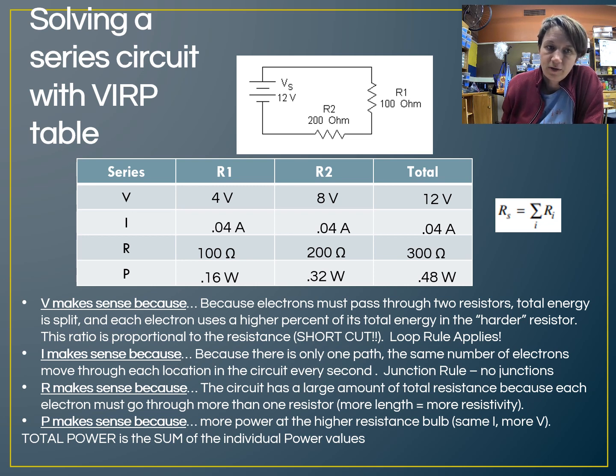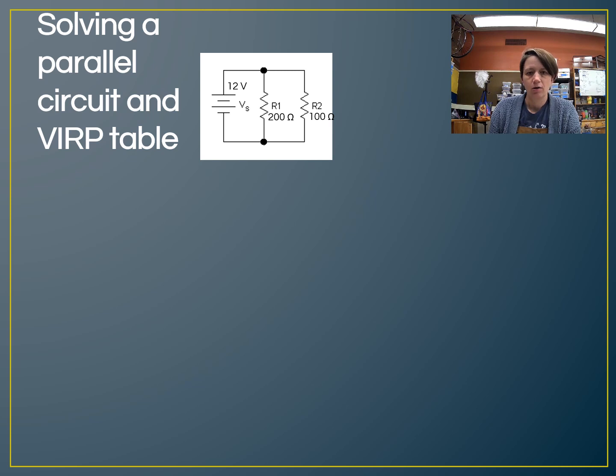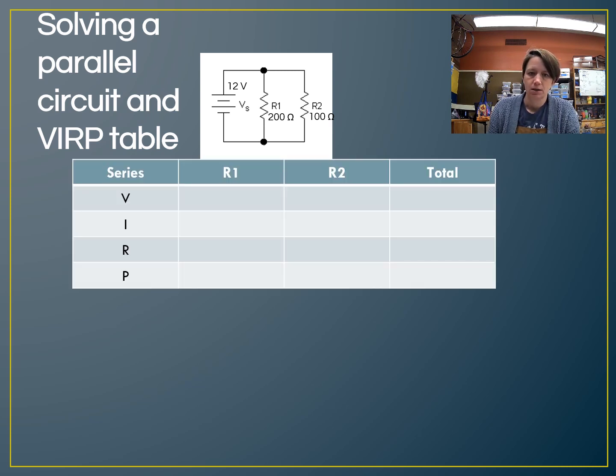Okay, so there you go, very fast solving a series circuit with a VIRP table. So how about solving a parallel circuit using a VIRP table? Set it up the same way you did before, and in fact, when you put your known values in, it actually looks exactly the same as the series circuit one that we did on the last slide. But that's where the similarities end, right? This is where you need to actually understand the physics, because you can't just add up those resistances to get the total resistance anymore. There's actually two approaches for this.